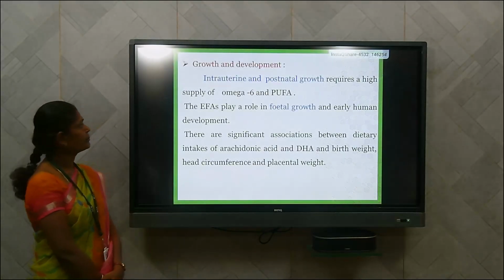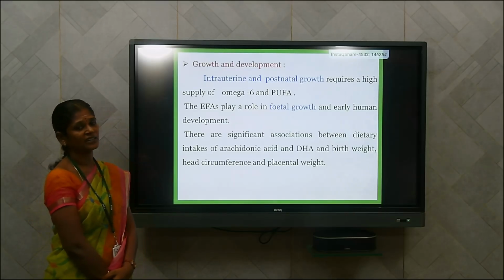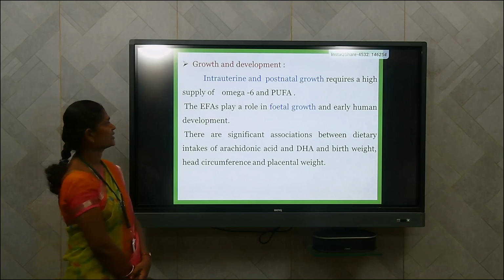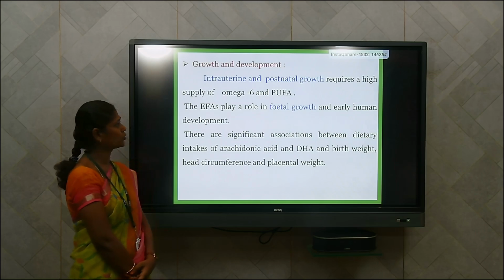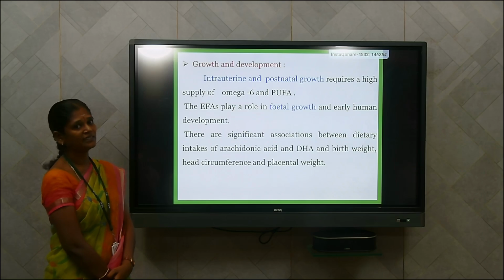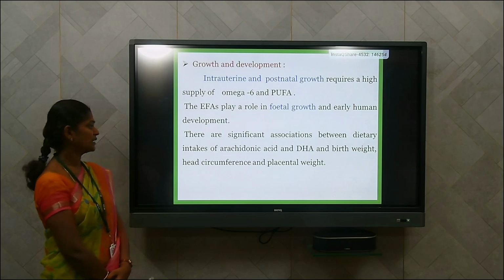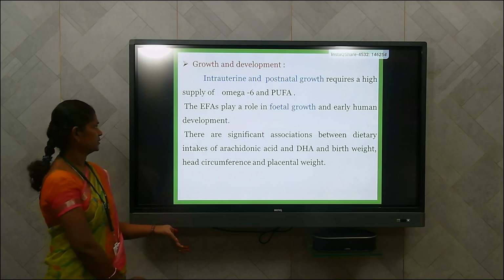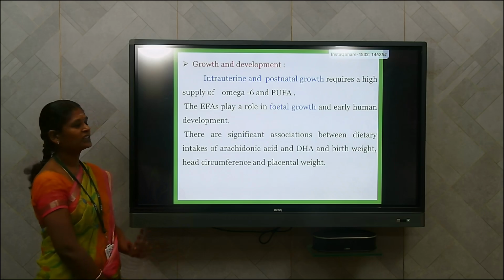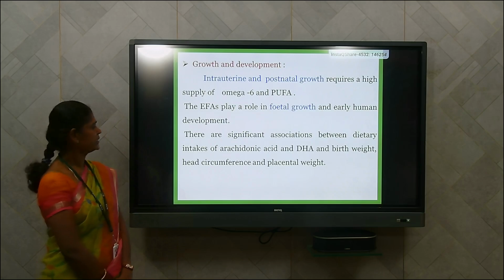Next, growth and development. Intrauterine and postnatal growth require a supply of omega-6 fatty acid and PUFA, that is, polyunsaturated fatty acid. These essential fatty acids play an important role in fetal growth and early human development. There are significant associations between the dietary intakes of arachidonic acid and DHA and birth weight, head circumference, and placental weight. So DHA and the essential fatty acids are both associated with the growth and development of the brain as well as the body.